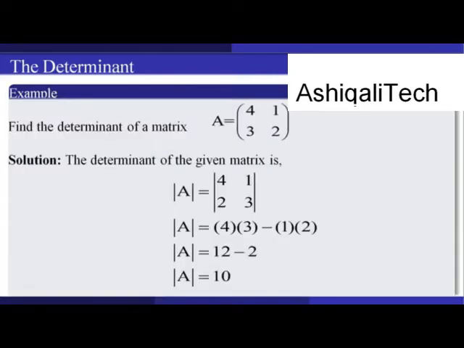Find the determinant of a matrix A which is given by 4, 1, 3, 2. The determinant of the given matrix is: determinant of A is equal to 4 multiplied by 3 minus 1 multiplied by 2, that is, determinant of A is equal to 10.